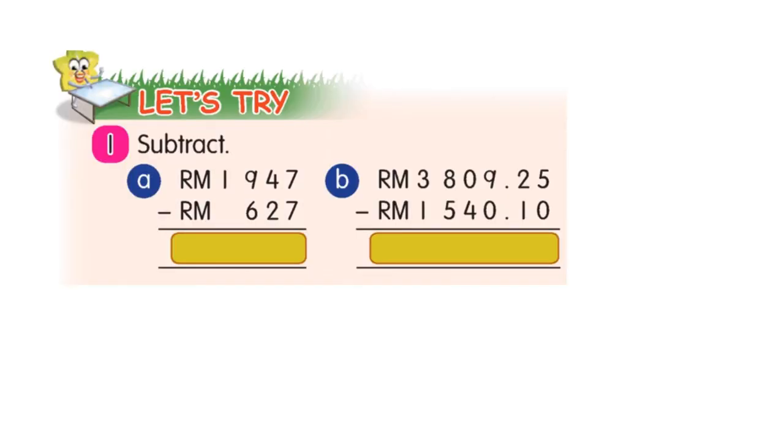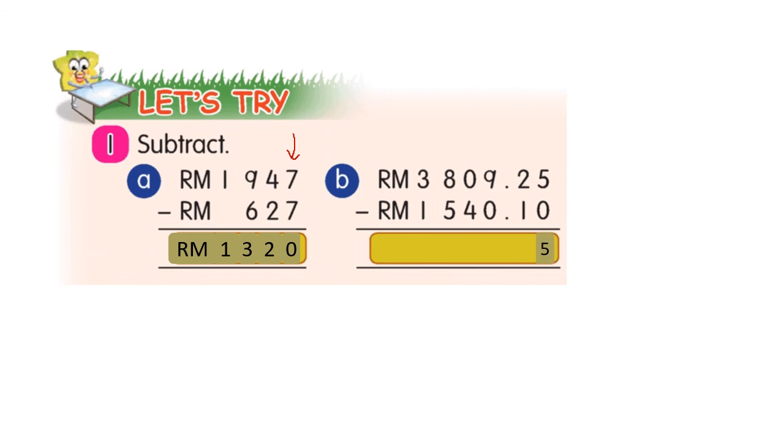Now let's try to answer this question together. We go to question 1A first. This one is also subtraction of money. Again, start from the number at the most right. So 7 minus 7, 0. 4 minus 2, 2. 9 minus 6, 3. 1 minus nothing, 1. And then don't forget to write RM. It is easy, right? Now we move to 1B.